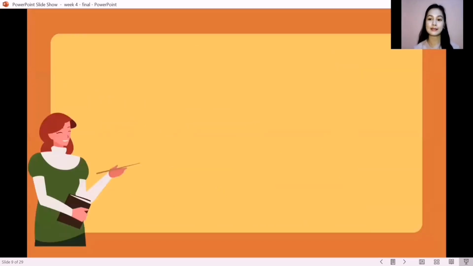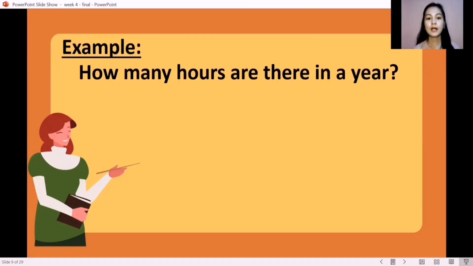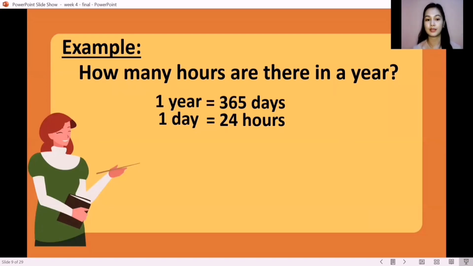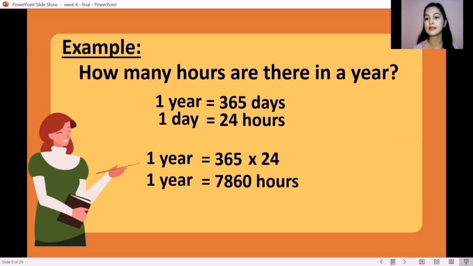So let us have this example. How many hours are there in a year? We all know that there are 365 days in a year and 24 hours in a day. So we multiply 365 by 24. Now 365 times 24 is 7,860 hours. So 1 year is equal to 7,860 hours.